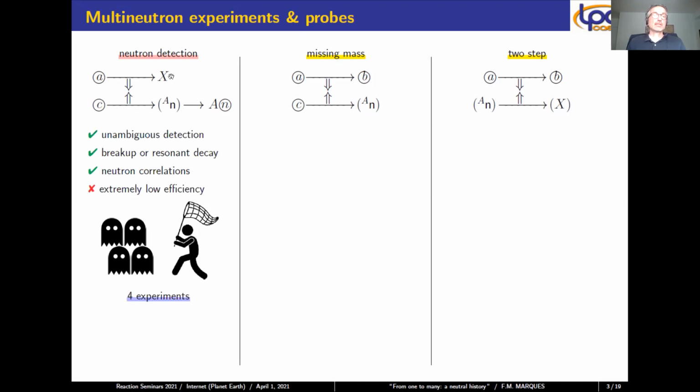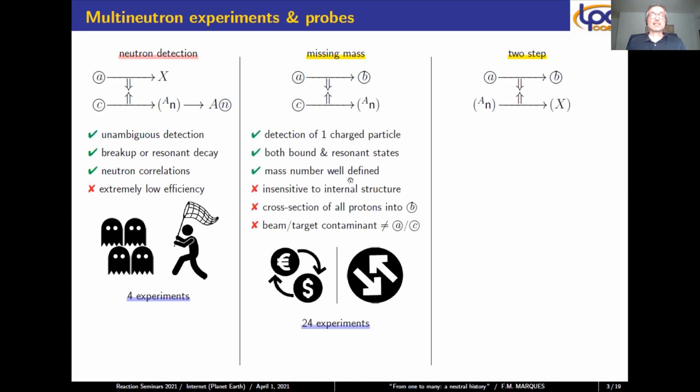Then in this category, neutron detection, the advantage is that the detection is explicit. You can detect the breakup of a bound multineutron or the resonant decay. Of course, if you detect the neutrons, you can study the correlations in the system. The drawback is that the efficiency is very low, and that's why only 4 experiments have been done in the 60 years.